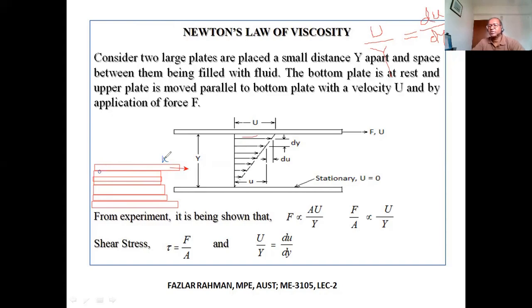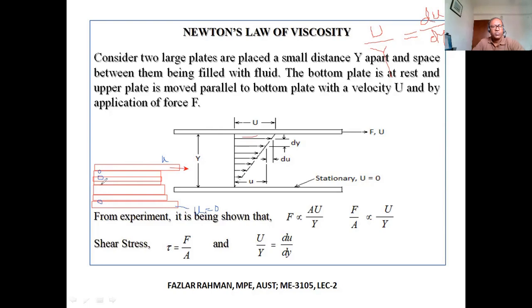Same as u, because it likes to stick with the upper plate due to the adhesion property. Okay. Similarly, the bottom plate is not moving because it's stationary, u equal to 0. So what will be the velocity of a fluid molecule or element just close to the bottom plate? 0, it will not move, right? Now this fluid particle moving with velocity u, what will the fluid particle right under it do?